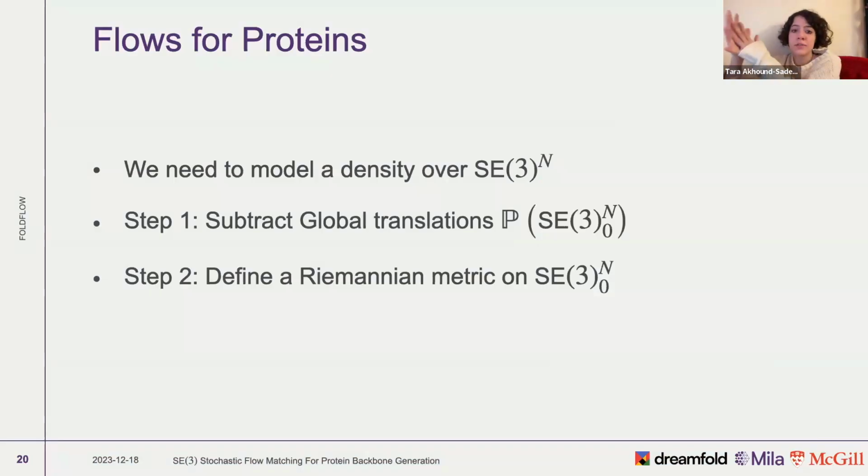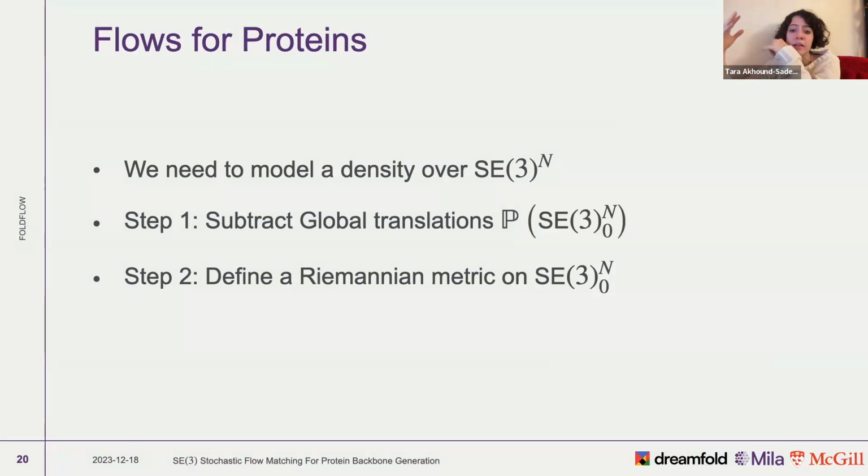So what do we need to do to build flows for proteins? We need to be able to model a density over SE3^N, but unfortunately we can't define a probability distribution on SE3^N which is invariant to SE3. The reason is that R3N is non-compact, and that means that there are no R3 invariant measures on it.